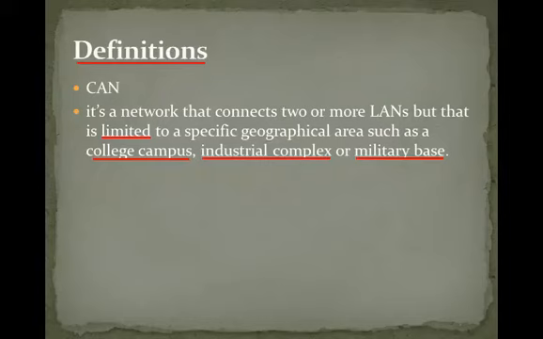So when you are describing a campus area network, you need to show it clearly that it's a network that connects two or more local area networks, or two or more LANs, but that is limited to a specific geographical area, such as college campus, industrial complex, or military base.